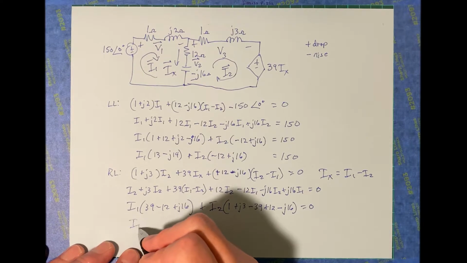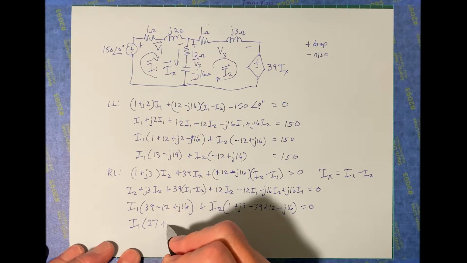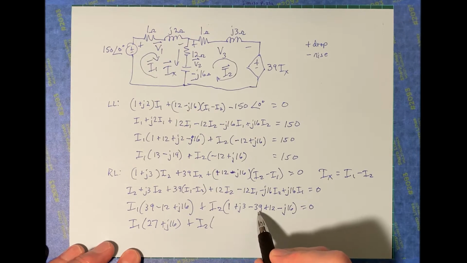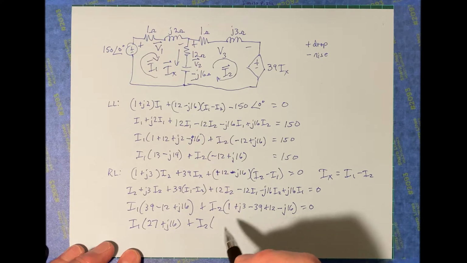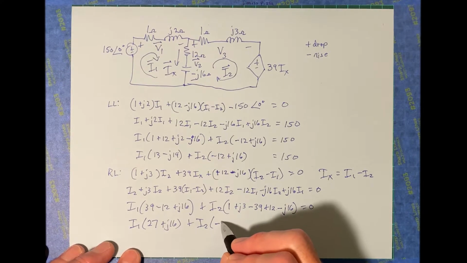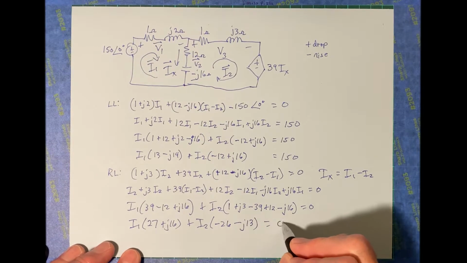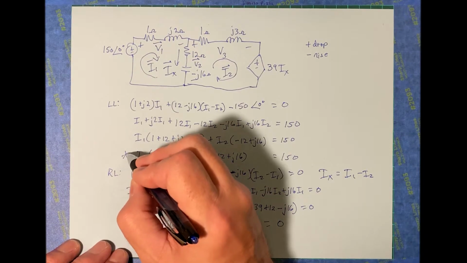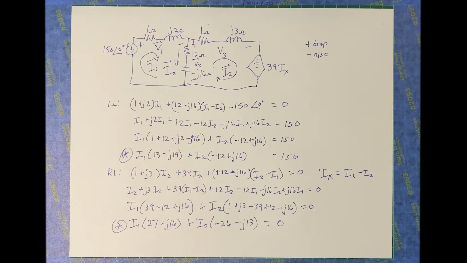All right, I can simplify that a little more. Now I1 is 27 plus J16 plus I2, 39, 20, oh, okay. That's hard math, can't do that. But I think that's negative 26 minus J13, and that's equal to 0. Okay, so we have two equations, two unknowns now. Here's our equation 1, here's our equation 2. And we need to solve this.